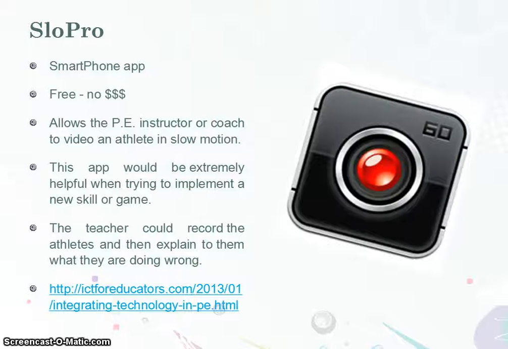It's called Slow Pro. It's a smartphone app. It's free, no charge, allows a PE instructor or coach to video an athlete in slow motion. If you didn't want to spend the $5 on Coach's Eye, this would actually be a better app. It does the same thing, allows you to video, like I said, in slow motion, and it would also be a great tool for the teacher and the athlete in PE class. You could record them, figure out what they're doing wrong, and then they could learn from their mistakes.